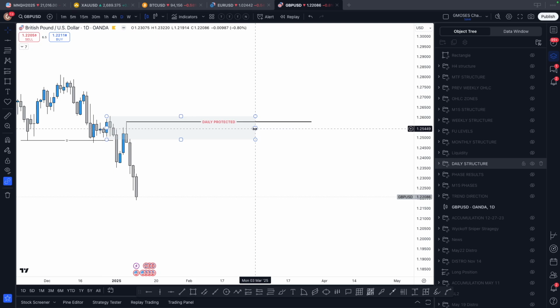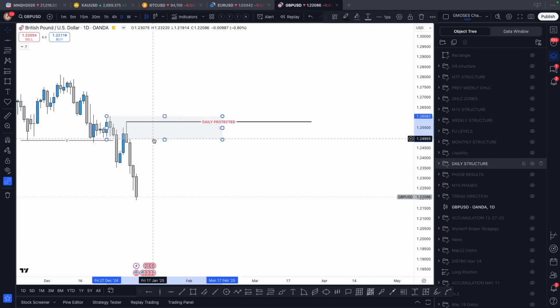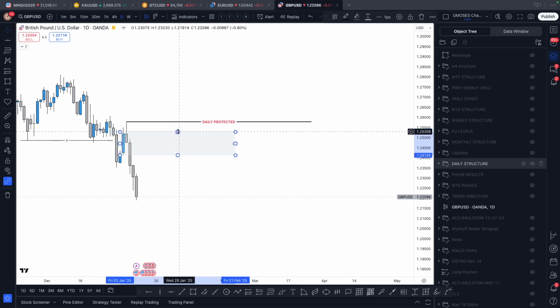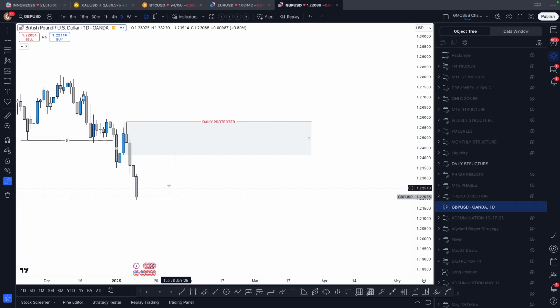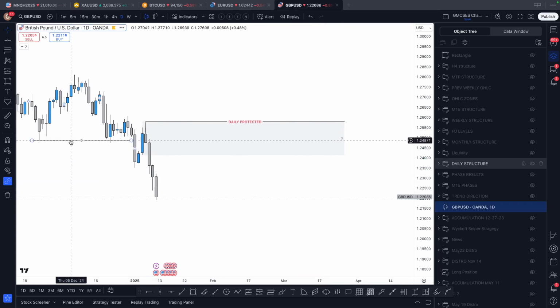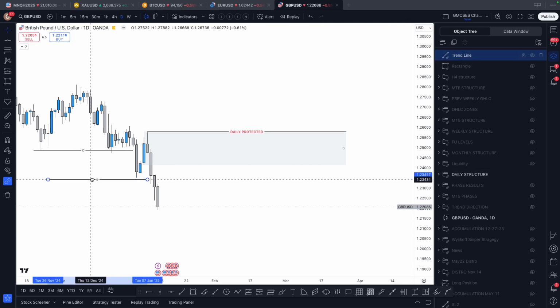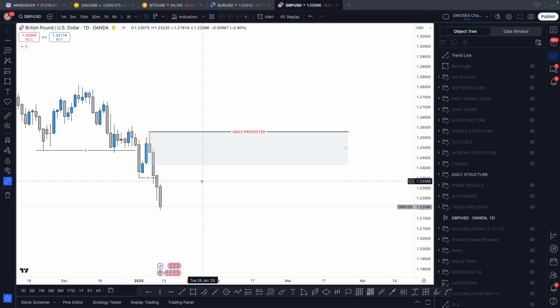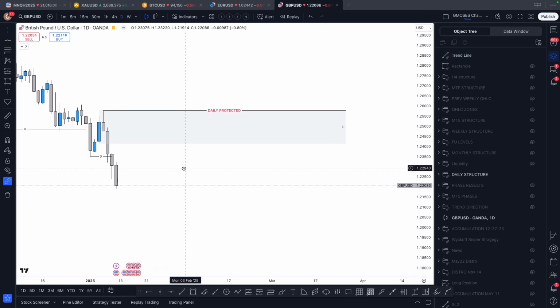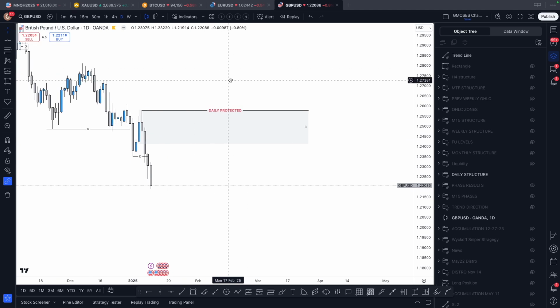And now because it came up and mitigated this area here, we're looking at this as our next supply zone, okay? And for me, just because it makes sense, I'm gonna move it all the way up. This is our next daily supply zone here. And so I can notate where the liquidity was taken on the daily right here, which confirms my daily structure. Okay, so now we understand that.